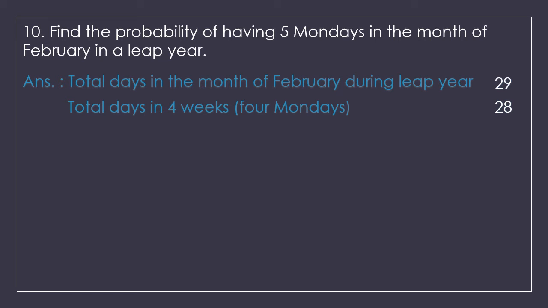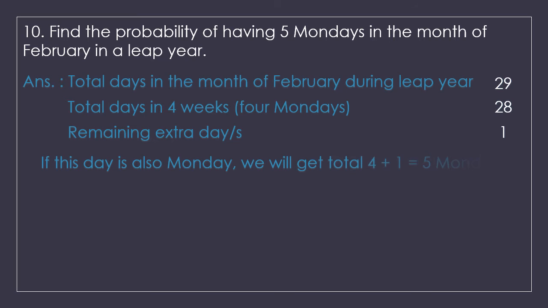Now the question is 5 Mondays. I will get to that now. The remaining extra day or days, out of 29 days of February, 4 weeks take up 28 days. So the extra day which we have is 1. What we can do with that, if this day is also Monday, we will get total 4 plus 1, 5 Mondays. 4 weeks are for sure, they are a certain event. But if in this extra one day we get a Monday, then we will get 5 Mondays.